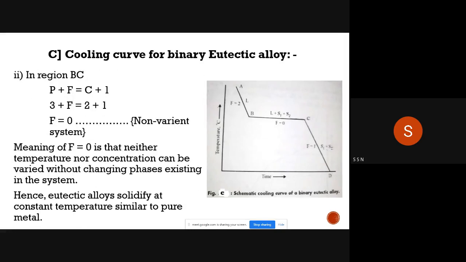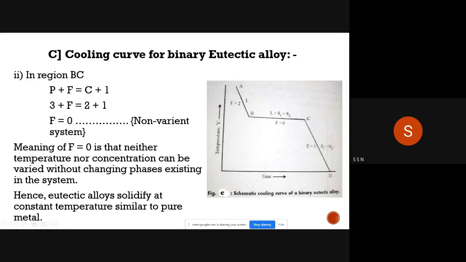Again from B to C point, how many phases? 3 phases are there. Therefore, instead of P, I will write 3. F we are finding. C is the number of components, which here is 2 because it is an alloy, plus 1. So 3 plus F is equal to 2 plus 1. You will find F is equal to 0. Therefore, from B to C point, the system is non-variant. That means neither temperature nor concentration can be varied without changing the phase existing in the system.